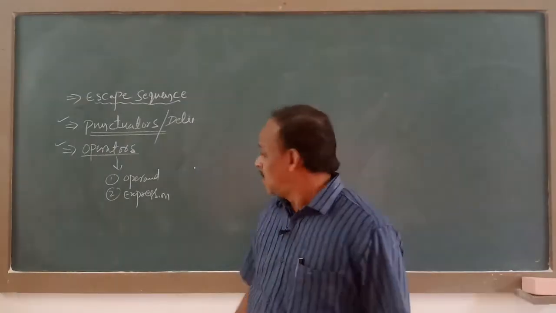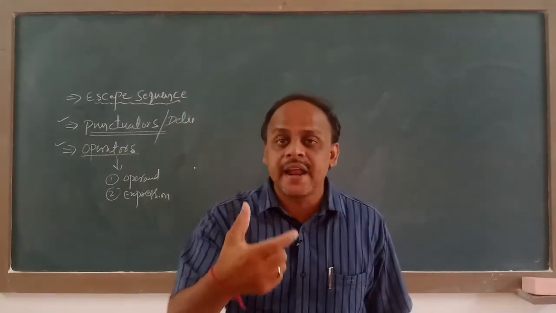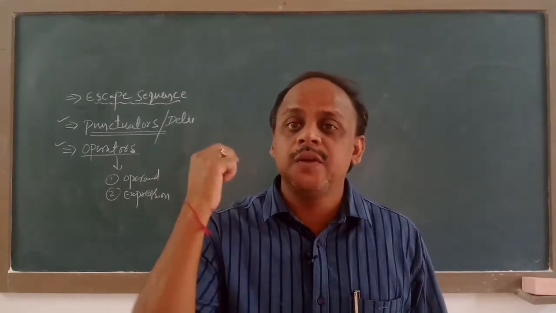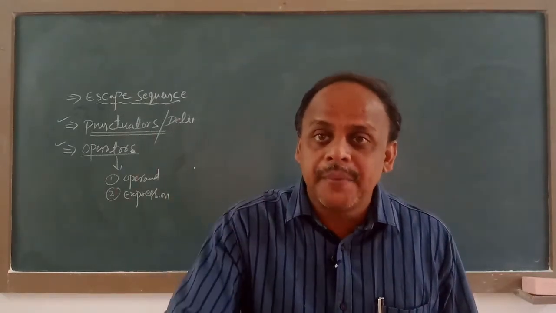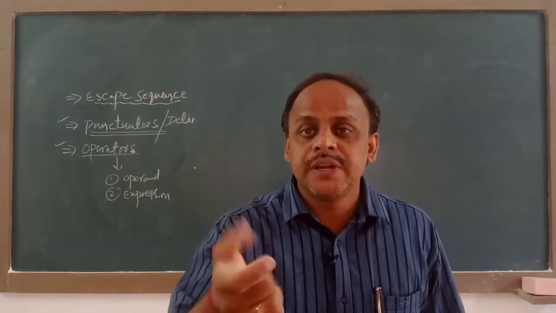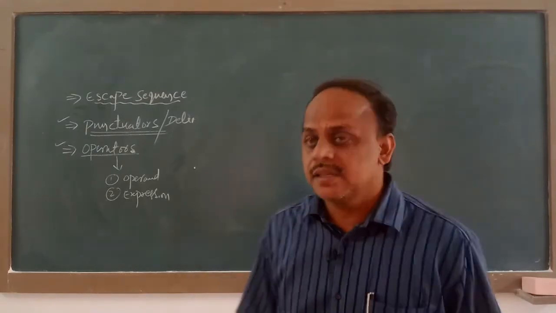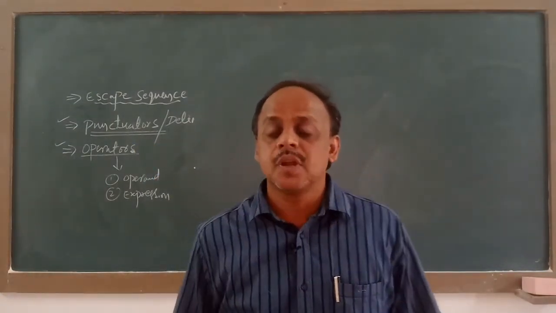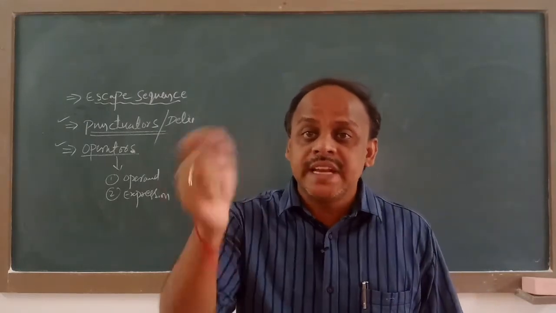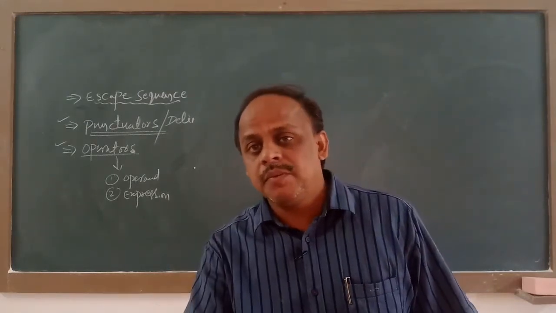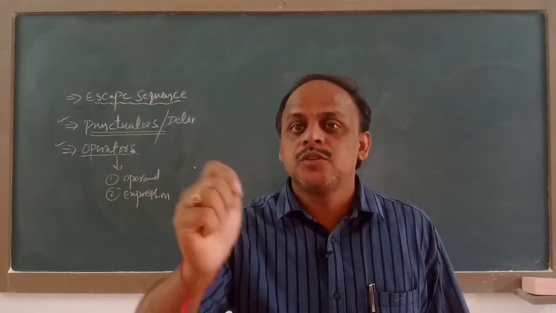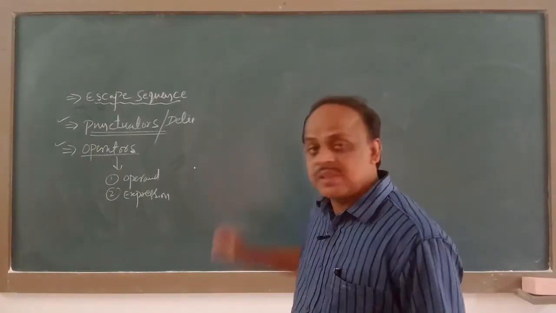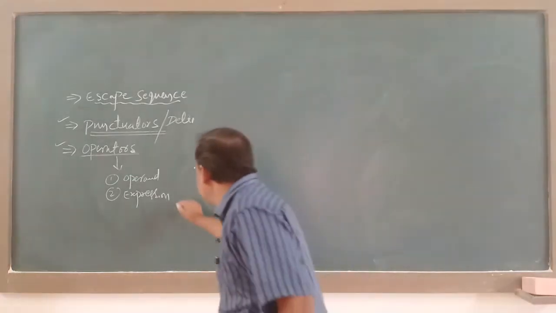Next comes the operand. What is an operand? An operand is a variable or value used with the operator to give a result, right? An operand is a variable or a value used in an expression to perform an operation to give a result. Now I am going to explain operators and operands with an example, but before that, let us see what an expression is.